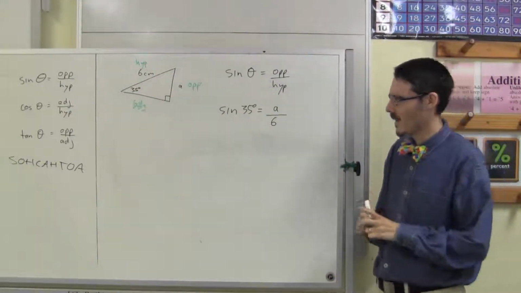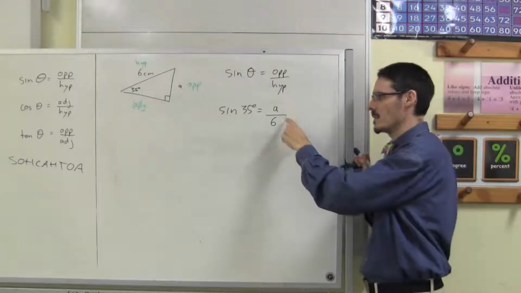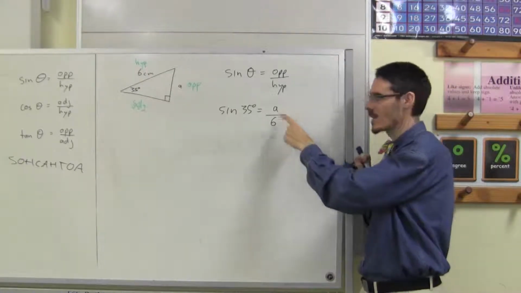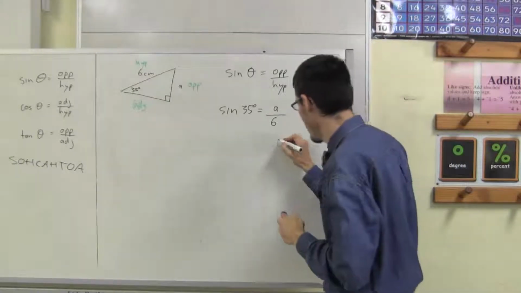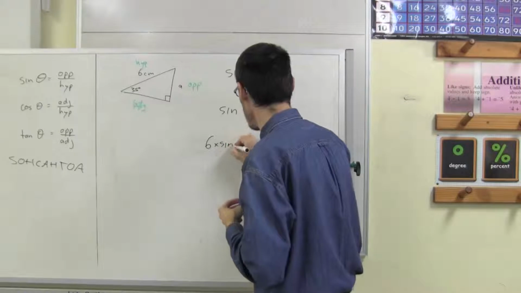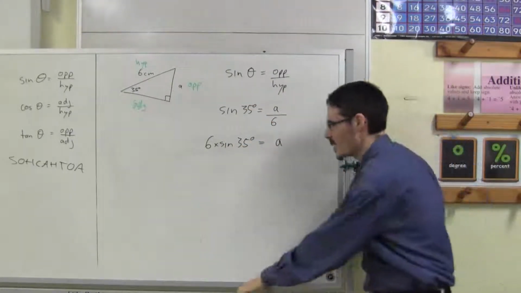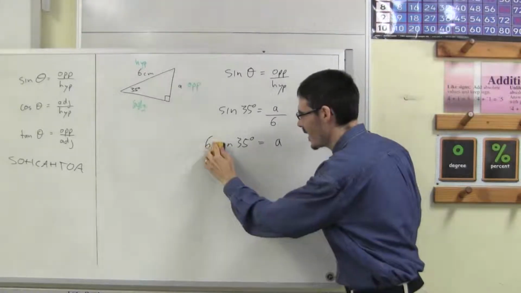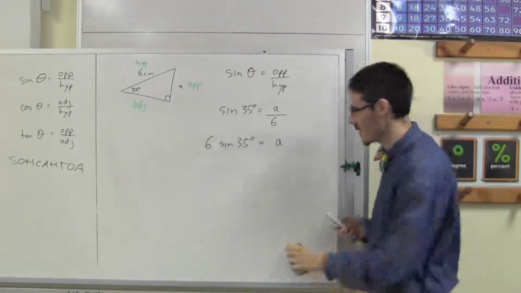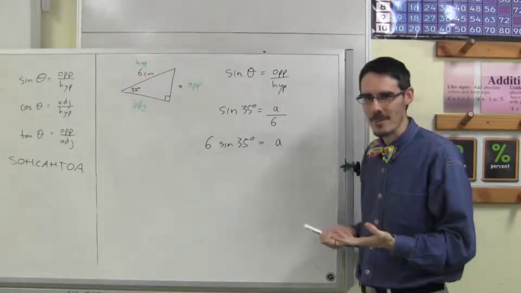Okay, how am I going to solve for A? Well, this was A divided by 6. So, to get A by itself, I have to do the opposite of dividing by 6. A is going to be 6 times sine 35 degrees. And because I'm an algebra person, I like algebra. In fact, because I'm a lazy mathematician, I don't like writing things I don't need to. I'm not going to write that times sign. It's there, but I don't need to write it.